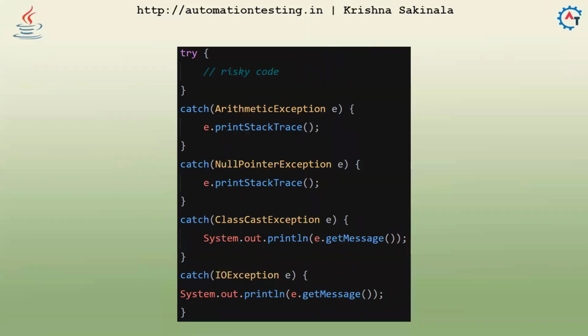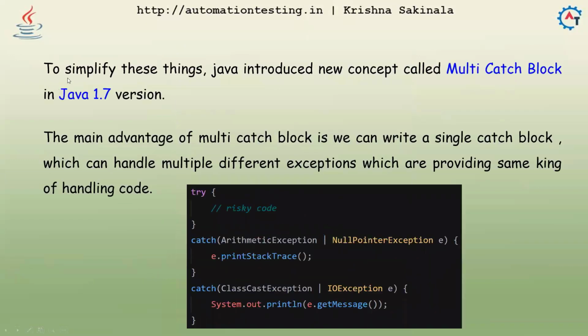Now to simplify this, Java introduced a new concept called multi-catch block in Java 1.7. The main advantage of multi-catch block is we can write a single catch block which can handle multiple different exceptions that provide the same kind of handling code. If it is the same type of handling code, then why write multiple catch blocks? That is handled here. So how will the syntax be?